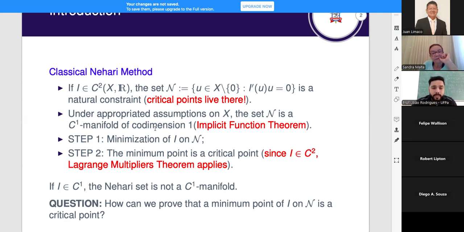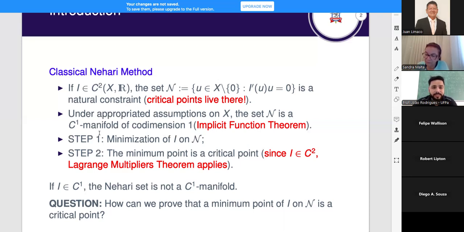Okay, but under appropriate assumptions on the Banach space, you can prove using, for example, the classical implicit function theorem in Banach space that this set has a differentiable structure, in the sense that this set is a C1 manifold of codimension one. Okay, this is a very classical standard step, and this is possible if you have good properties in the norm of your Banach space, and because your functional is of C2 class.